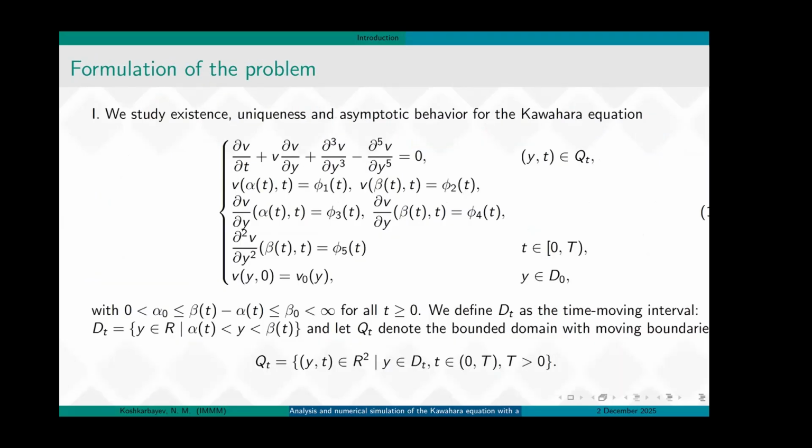Here is the mathematical formulation. We study the Kawahara equation given by equation 1 in a time-moving interval, Q. We impose boundary conditions on the moving boundaries alpha of t and beta of t, and an initial condition at time 0. We assume that the interval length is bounded and never collapses to 0.